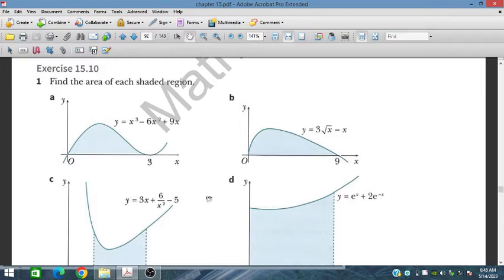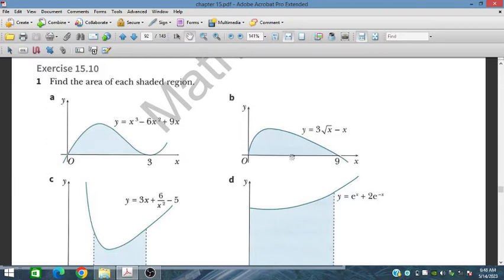In this session we will discuss exercise 15.10. In this exercise we will discuss area under a curve. We have to find the area of each shaded region. The function is y equals x cube minus 6x square plus 9x, with limits from 0 to 3. Here all the area is within a positive region.